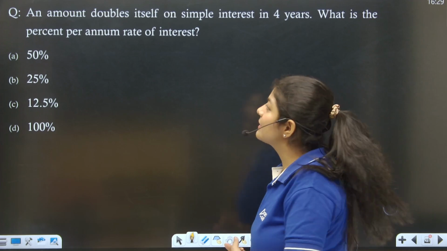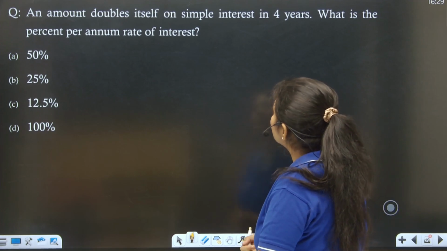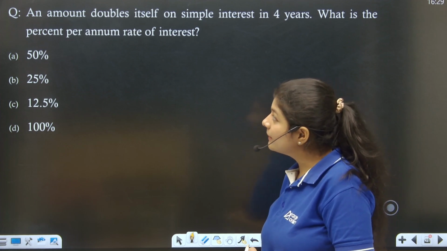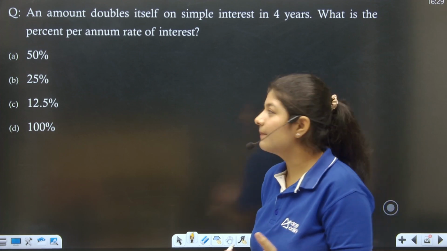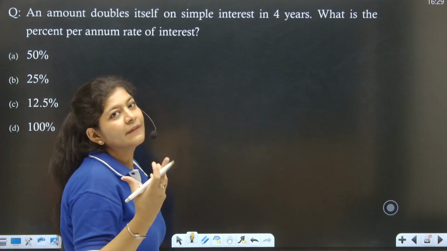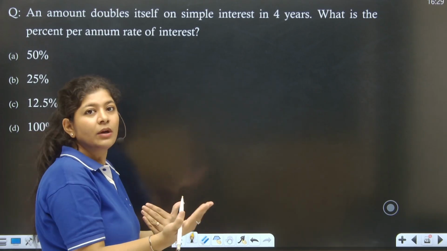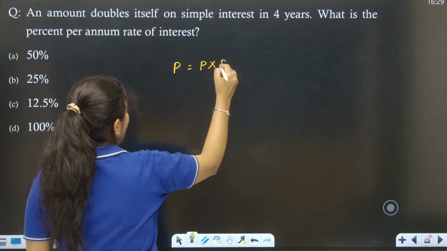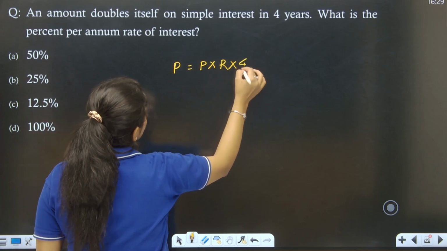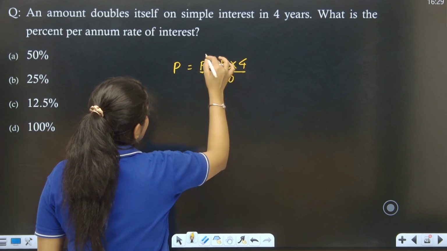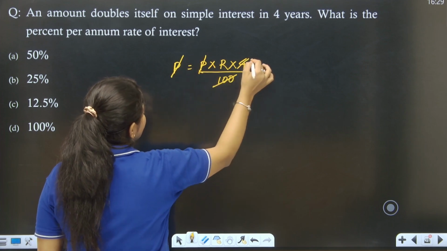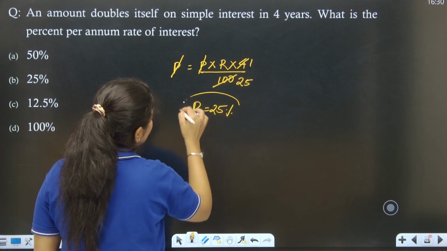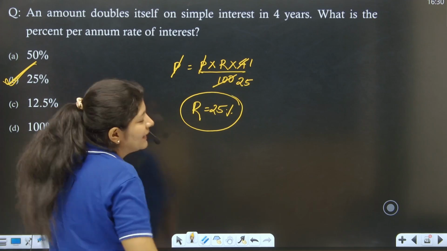The next question says that an amount doubles itself on simple interest in 4 years. What is the percent per annum rate of interest? Very simple one. The simple interest that we are getting is equal to the principal. That's why it got doubled. So P is equal to P into R into the time period of 4 years divided by 100, and this P is eliminated. Here we are getting 25. So the rate that we got is 25%. Option B is the correct one.